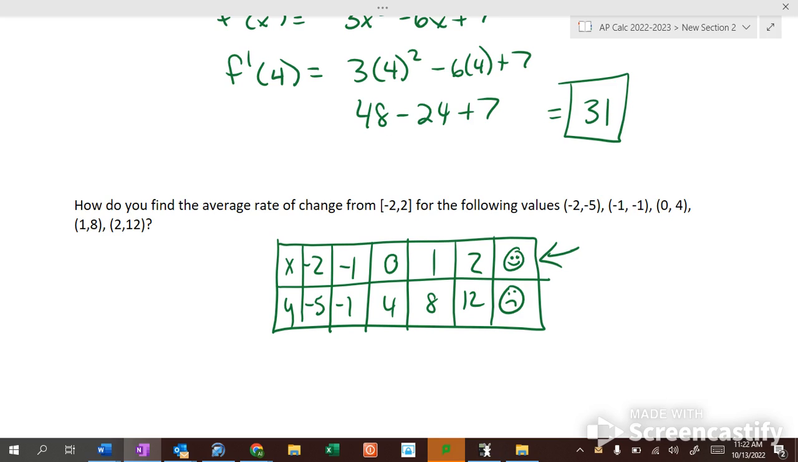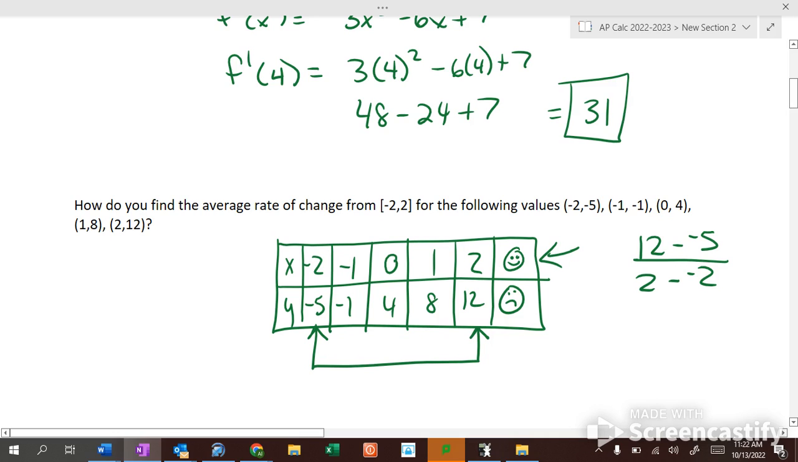Okay, so how do you find the average rate of change for this? The slope from where to where? Okay, from there to there. So the slope, 12 minus negative 5 over 2 minus negative 2. Could I go negative 2 minus 2 or negative 5 minus 12 over negative 2 minus 2? Yes, I could. I get 17 over 4. The other way would also give me 17 over 4.